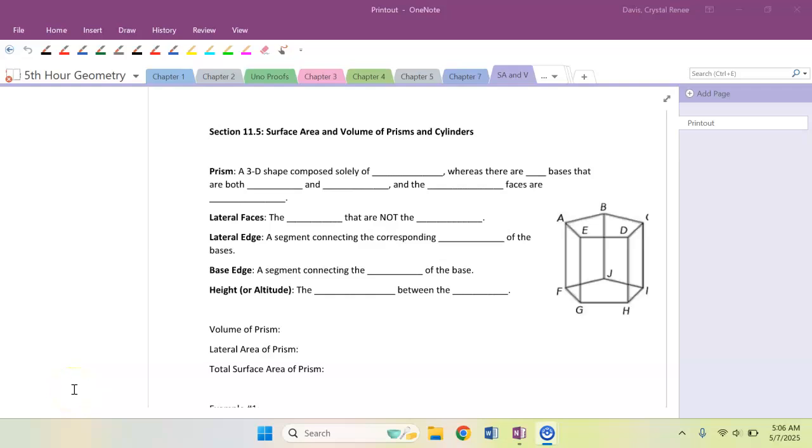Alright, so this is the video for 11.5, and in this video we're going to talk about the surface area and volume of prisms and cylinders. Okay, so anything with the top and the bottom have a base.